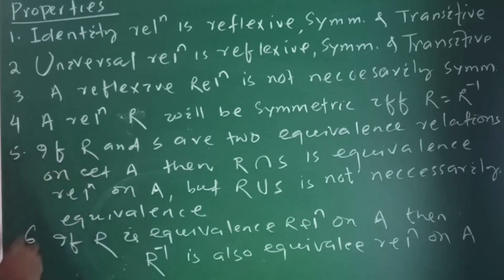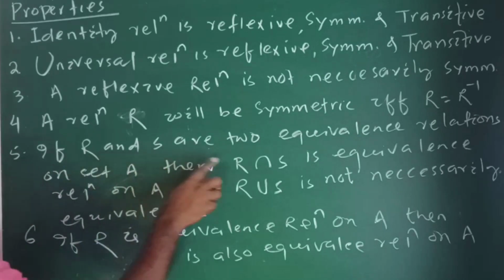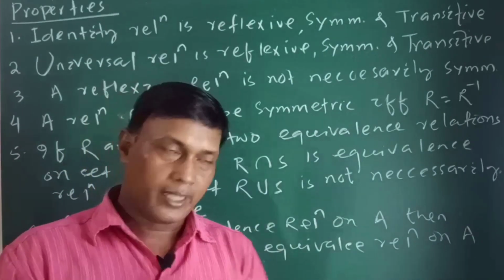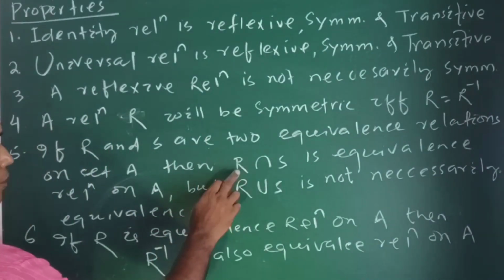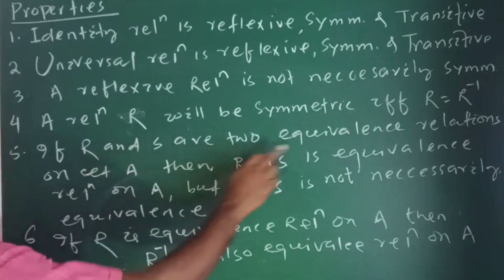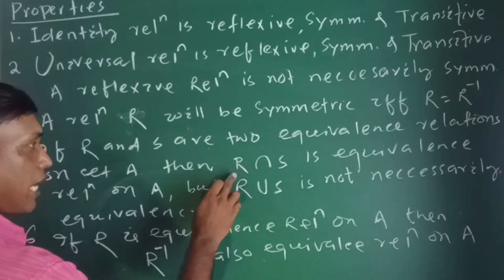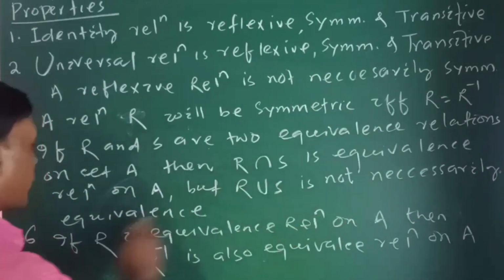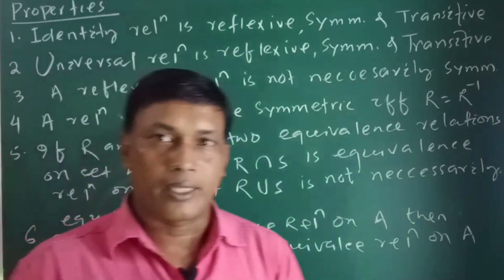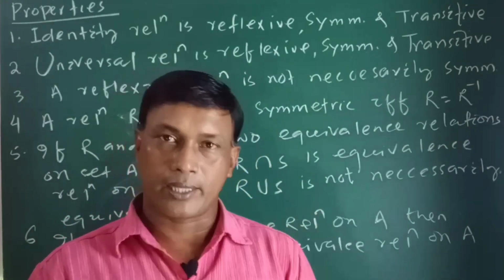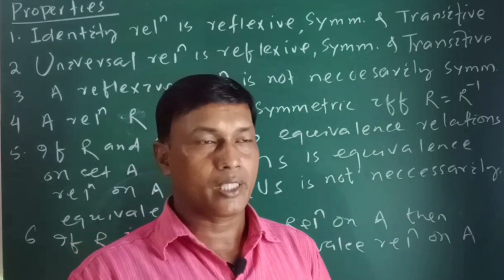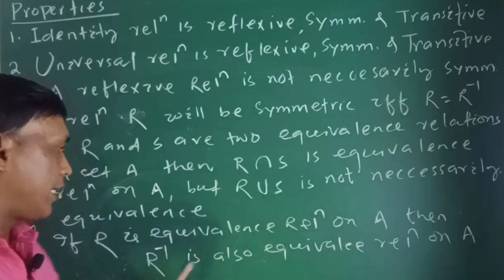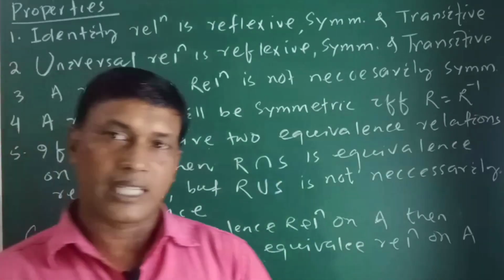The next property is, if R and S are two equivalence relations on a set, then the intersection, R intersection S, is also an equivalence relation, but the union is not necessarily an equivalence relation. That means the intersection of two equivalence relations is an equivalence relation, and the union may or may not be. And the last property is, if R is an equivalence relation, then R inverse is also an equivalence relation on the same set.